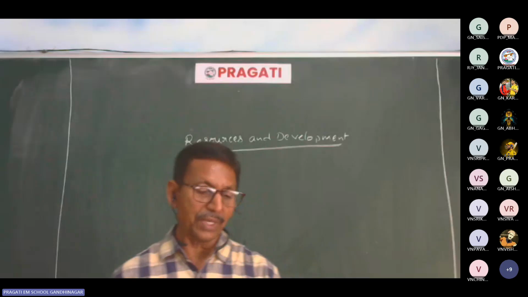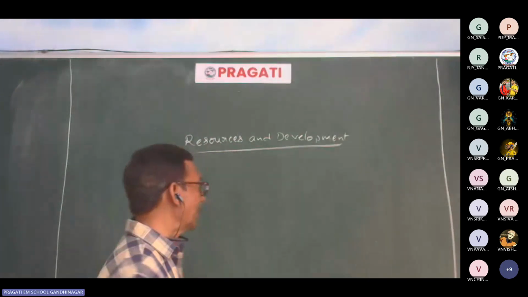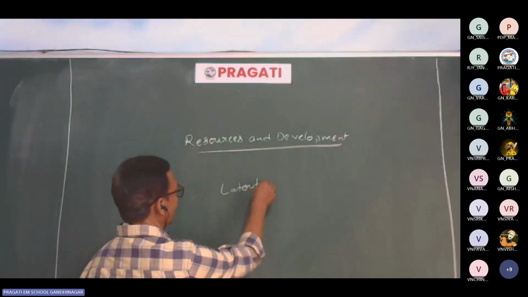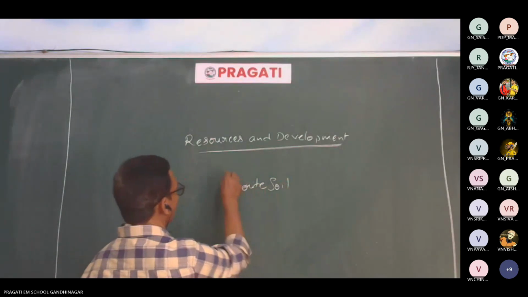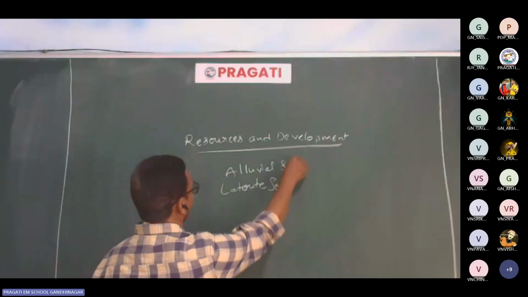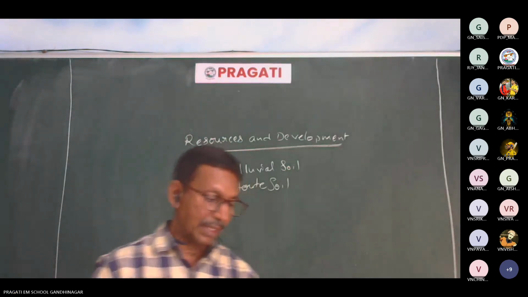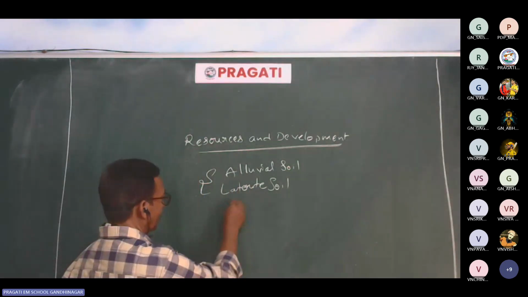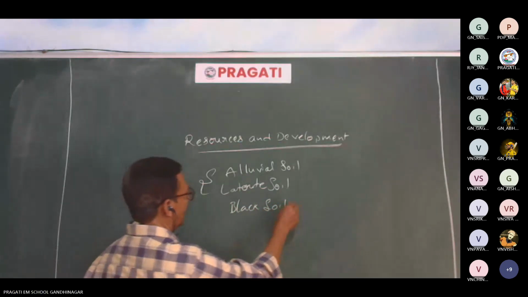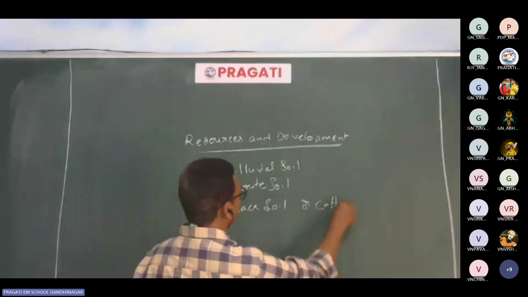Next, types of erosion. Next, what are the different types of soils? For example, laterite soil, as well as alluvial soil, which is very suitable for the cultivation of all crops. Next, black soil, also called black cotton soil.